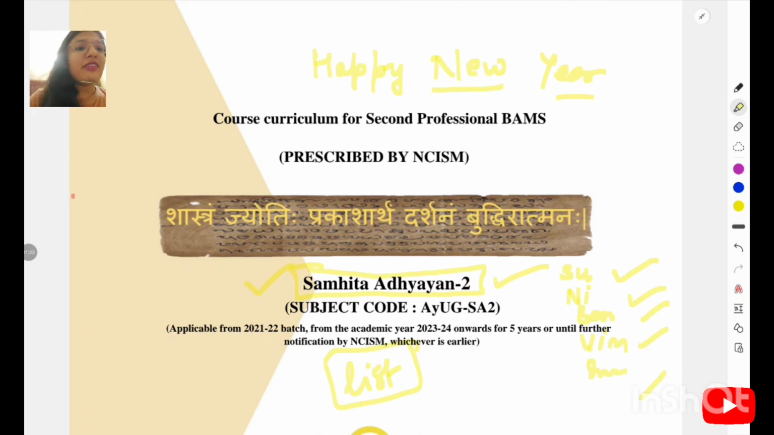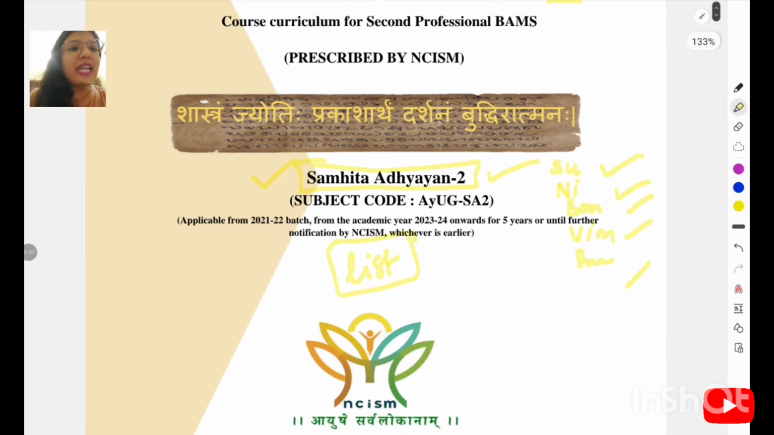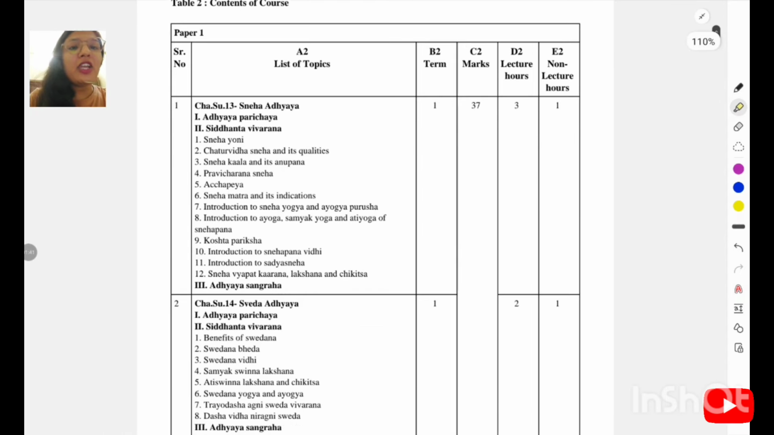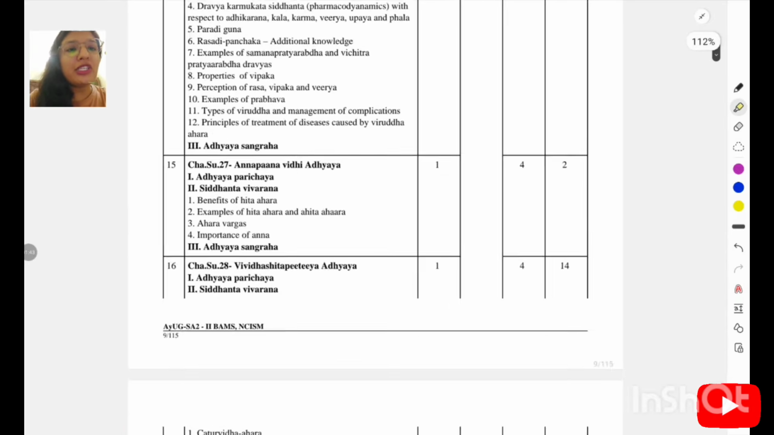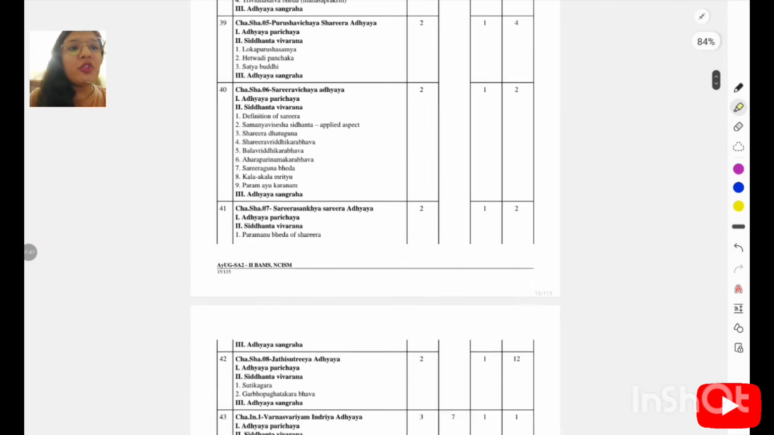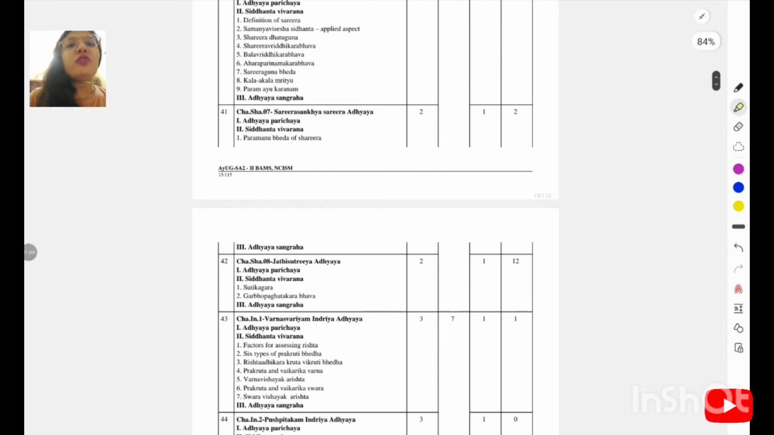First, this is our NCISM syllabus of Samhita Adhyayan paper 2. In this syllabus they first give so many topics, and along with that they already mention which portion is the MK, which portion is the DK, and which portion is the NK. So first of all, the most important thing you have to mark in your book is, from each and every chapter, which will be the MK portion, which the DK portion, and which the NK portion.